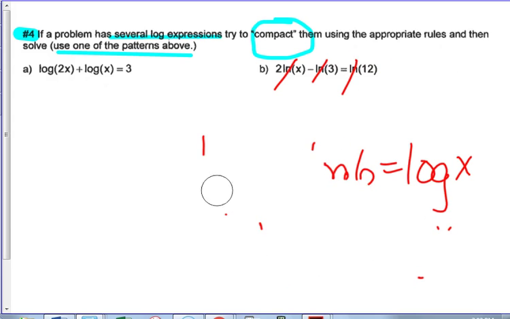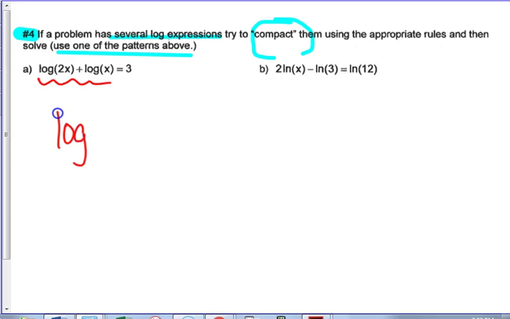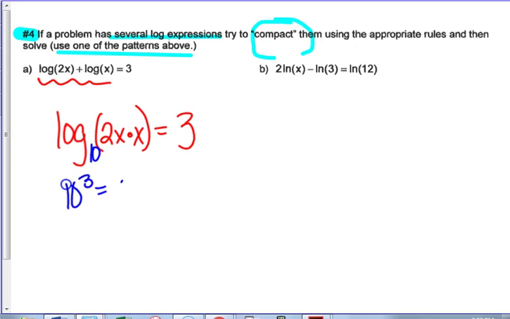All right, back to our first part A. What can we do on part A? It says condense them into one log on each side. So what could we do to condense these? Plus, when you have two logs separated by a plus, it means multiply. Oh, there's no log on the other side of this one. So what does that mean we're going to do? We're down to a single log, so we need to either exponentiate or rewrite. What's our base? So 10 to the third equals 2x times x, or 2x squared.